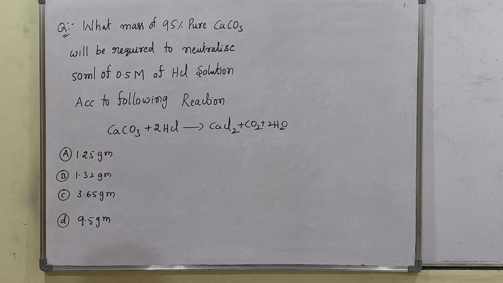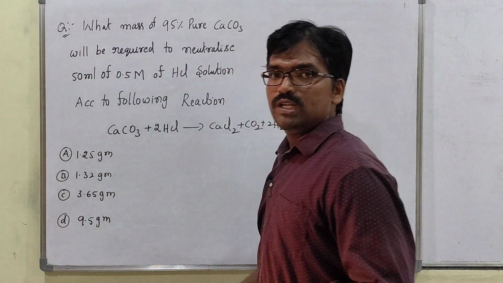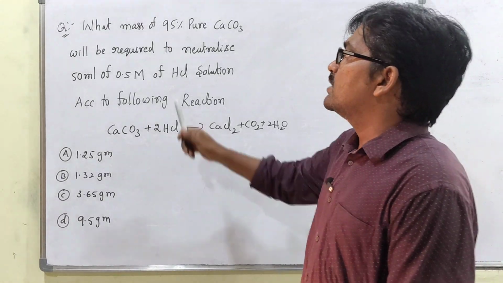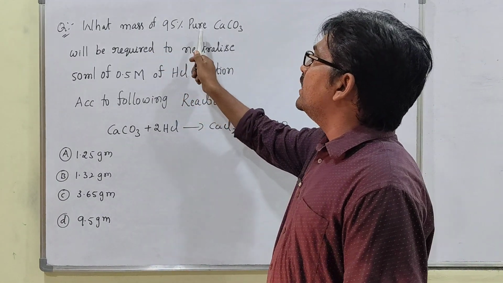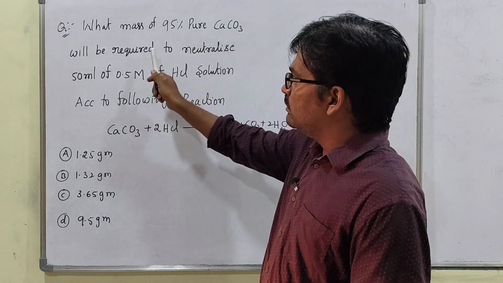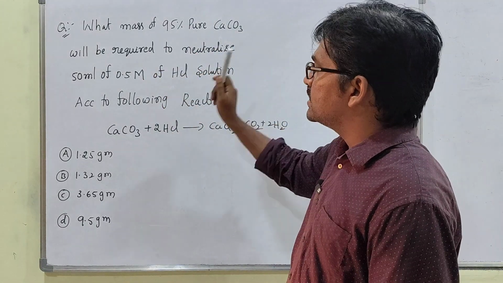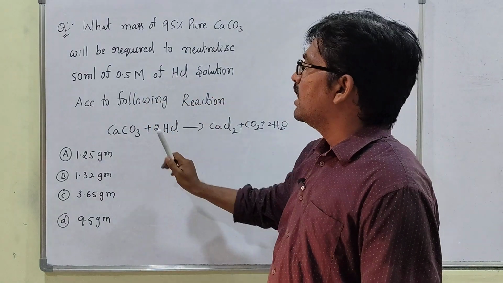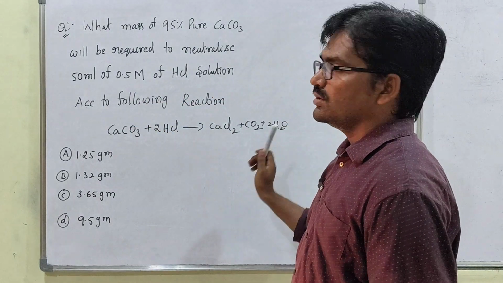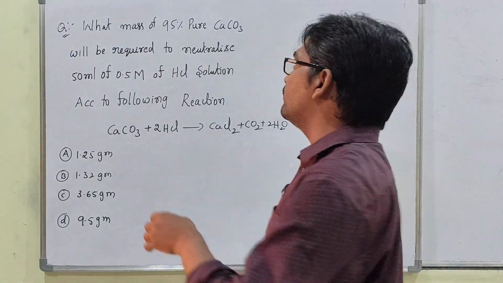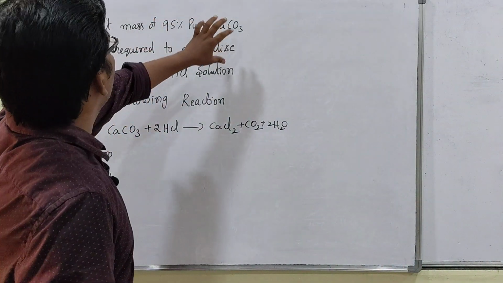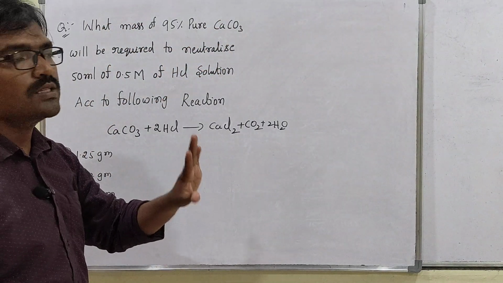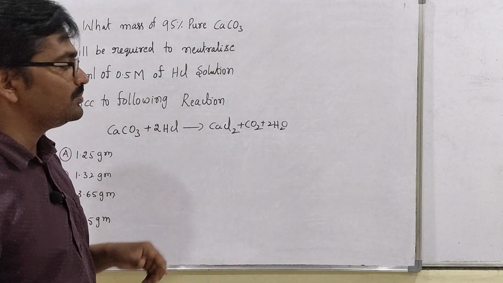Yes, look, my dear students. Here one question is based on the percentage of purity. What mass of 95% pure CaCO3 will be required to neutralize 50 ml of 0.5 molarity HCl solution according to the equation? They gave 95% pure CaCO3, so they are indirectly asking for the impure mass of CaCO3.